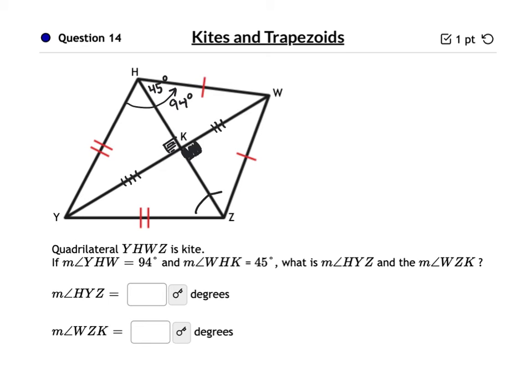Reminder that the opposite angles are congruent, so this one is also 94 degrees. And this angle right here, KZW, would be congruent to the one across the way because the two triangles are congruent. It's also 45 degrees. We can take 94 minus 45, which is 49. So this is 49 degrees, and this one is 49 degrees.